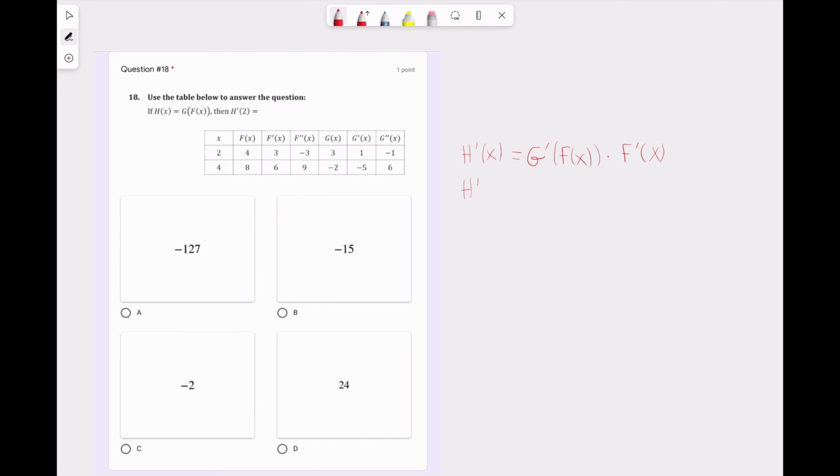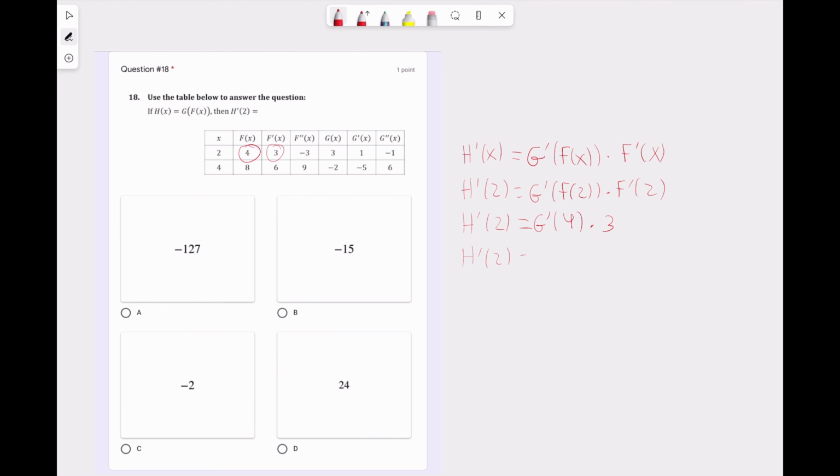So I'm going to write h prime of 2. We're going to plug 2 in. So we have g prime of f of 2, and then times f prime of 2. So f of 2 is, let's see, our f of 2 is 4. So we have g prime of 4 times f prime of 2. Actually, I'm going to do that one. F prime of 2 is 3, right?